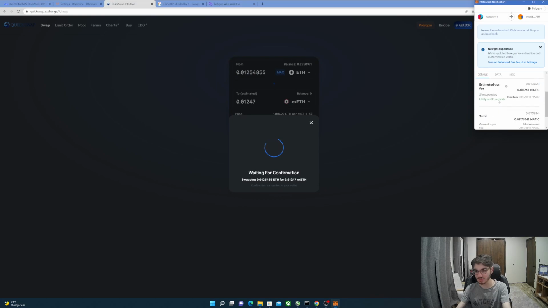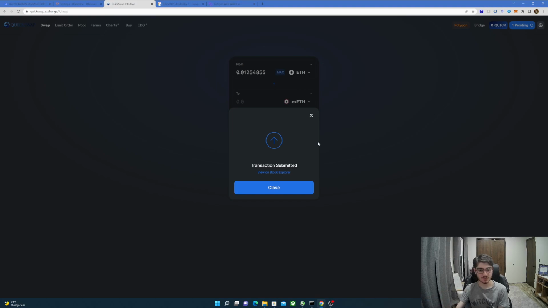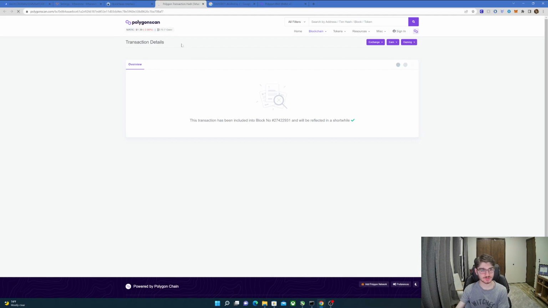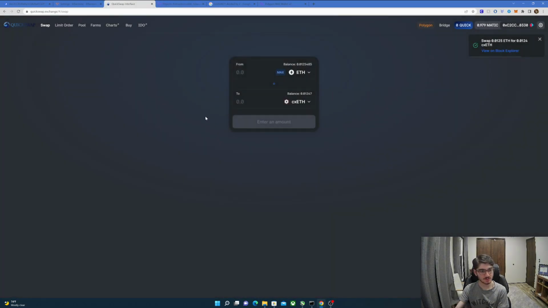Then you have to allow it to access your ETH token. So you do pay a transaction fee, but it's extremely low. It's not anything significant. You do pay a 0.3% fee to the liquidity pool, which is how you're going to end up earning money once you have deposited your tokens on there. Transaction submitted, you can view it on Blockchain Explorer. This just shows you what has happened to the transaction. So it says it has been included into the block. So transaction submitted, close, and then you should receive your, there you go.